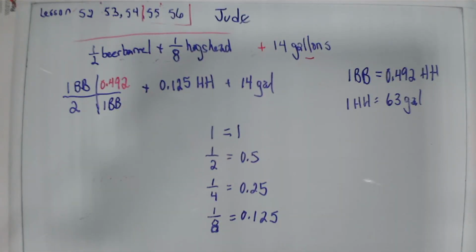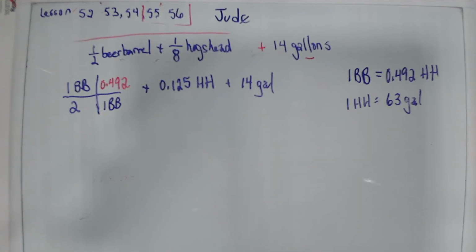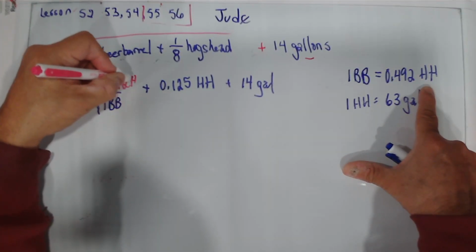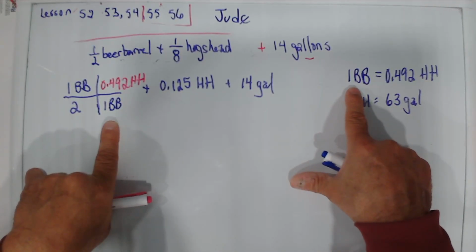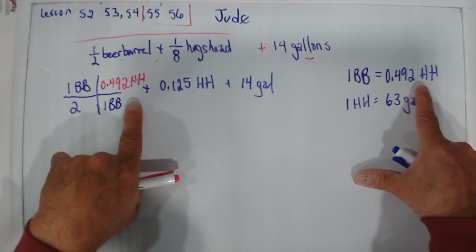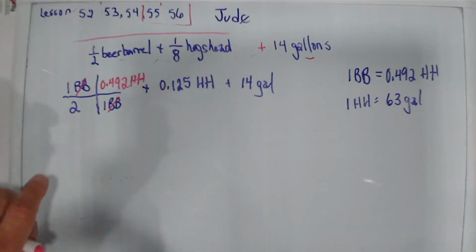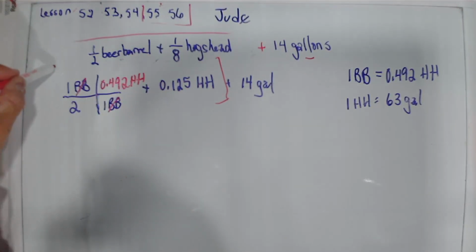Okay. I'm going to go ahead and erase this, and we are going to calculate this out. Let's see what we end up with. Oh, what did I forget? I forgot my units, right? That should be hogshead. So whenever you're doing this, remember to always put your units in there. One beer barrel is 0.492 hogshead. Beer barrel will cancel out, and that gives me what I want for this next step, and we're going to be doing this part next.